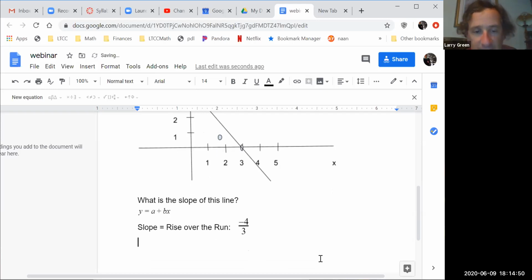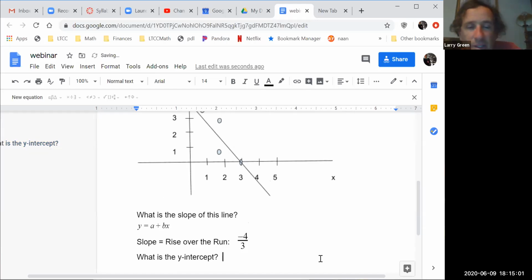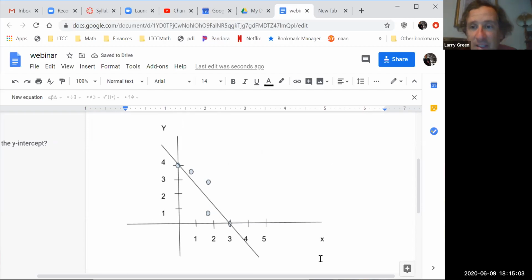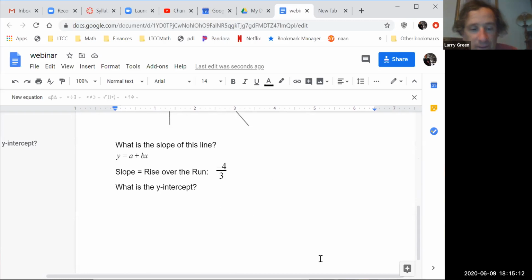Okay. The next thing we want to find is the y-intercept. So this particular example is pretty easy. What's the y-intercept for this one? Yeah, this one's 4 because it crosses the y-axis at 4. So the y-intercept is 4.